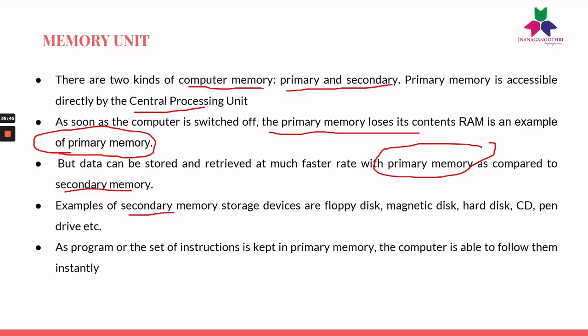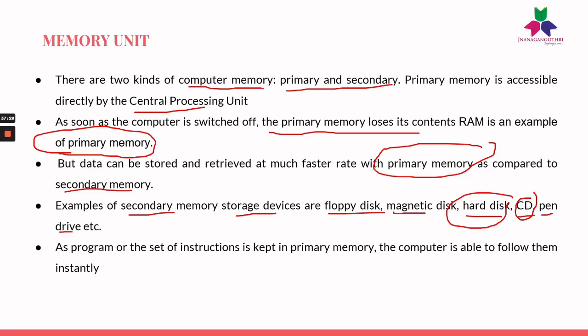Examples of secondary memory are storage devices like a floppy disk, magnetic disk, hard disk, CD, pen drive. These are all examples of secondary memory devices. This kind of secondary memory storage device might be present inside the computer or outside the computer. For example, as you have seen, the hard disk: there is an internal hard disk too and an external hard disk. The CD is an external thing that is inserted into the computer. Same with the pen drive. The pen drive is an external tool that is inserted into the computer where the data can be stored.